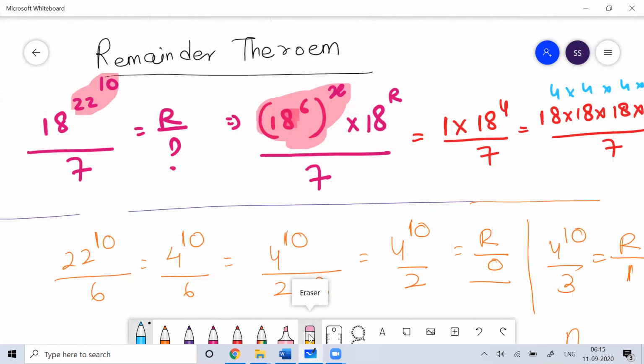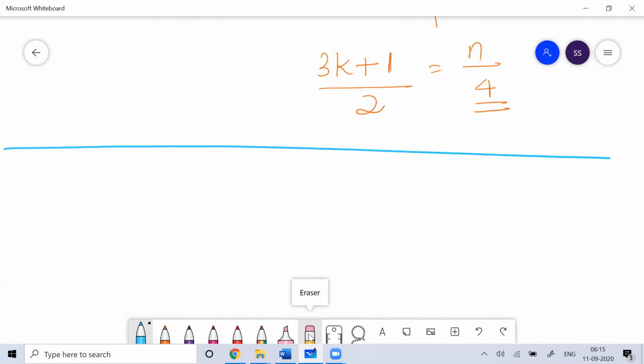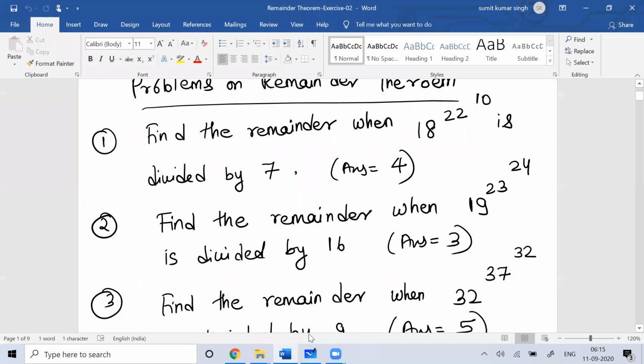Okay, so this is the first problem. Fine. You can have your own way of getting the answer for this problem. Then we can do another problem. You can see the next problem.